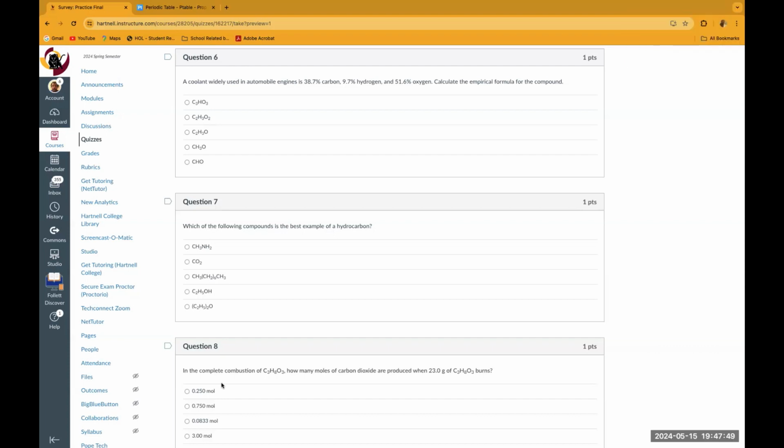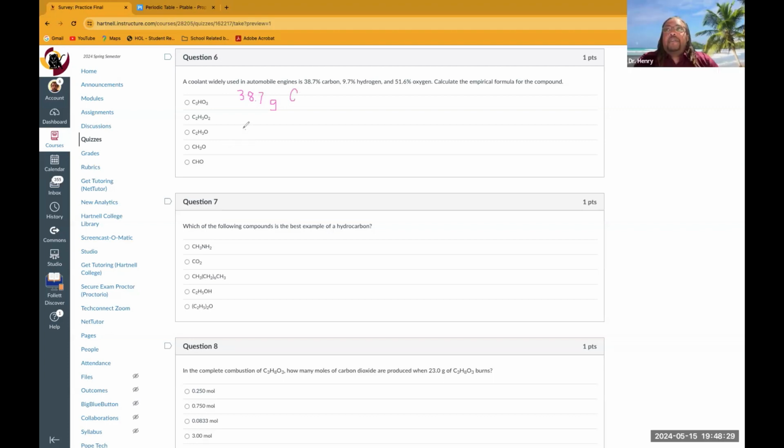So wouldn't you have to change those percentages into moles first? Okay. So we need to change those percentages into moles. Are we going to assume that they're moles, or are we going to assume that they're grams? You could basically translate percentages into grams, because it's by 100. It's a mass percentage. Okay, so we assume that this is 38.7 grams of carbon.